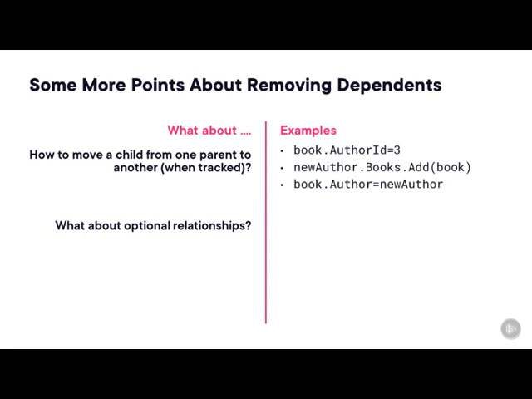In the case that you have set that relationship up to be optional, how do you delete those children? You could just change the book's author ID to null. If the book is attached to an author and being tracked, removing it from the author's books list would cause the change tracker to set the book's author ID to null. And then when you save changes, that will get persisted correctly to the database, and the book will still exist.